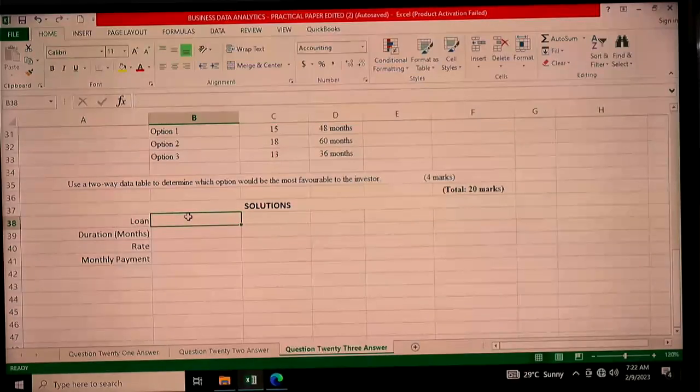So the loan borrowed was 150 million. That was the amount borrowed. The duration was 48 months. The rate was 15%. And you're supposed to compute the monthly payment for the loan. Someone is saying this here, the question.